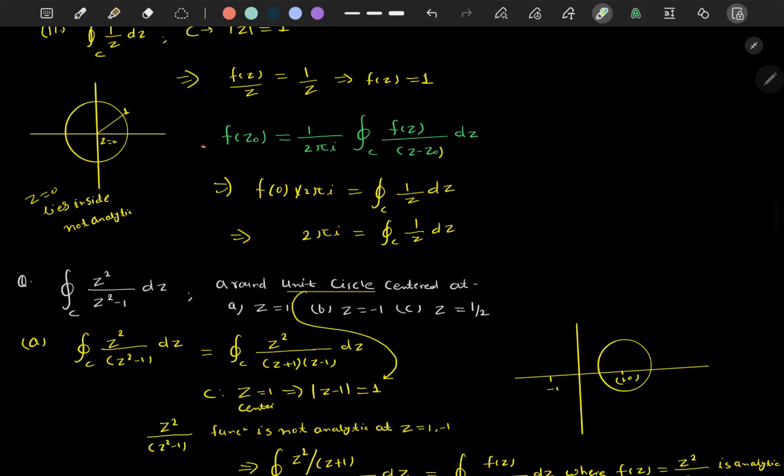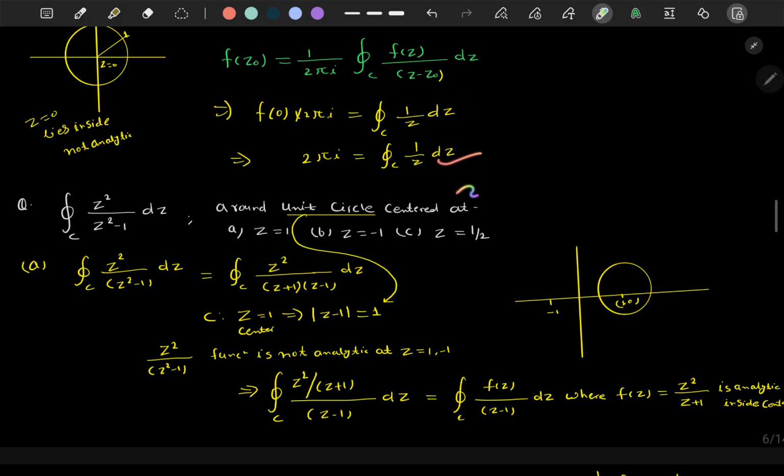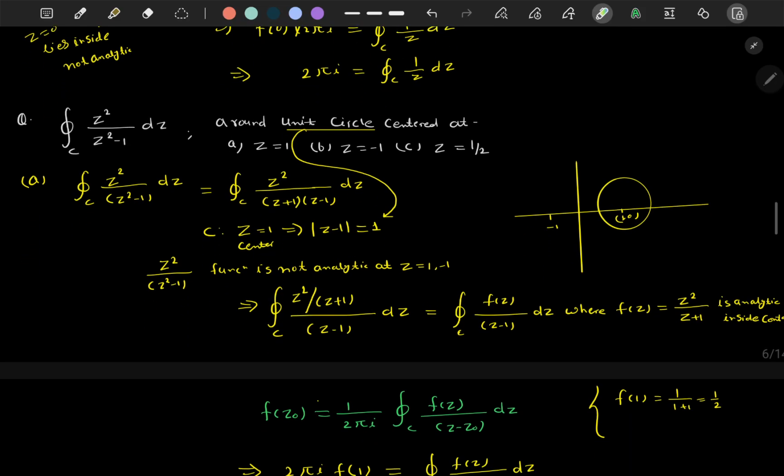So we have studied recently f of z naught equals 1 by 2 pi iota, closed contour C, f of z upon z minus z naught dz. So this is our function, and the function has a singular point lying inside the contour. So we will apply this. Whenever a singular point lies inside the contour, it means the function is not defined at that point. So 2 pi iota f of z naught equals the value of that integration.